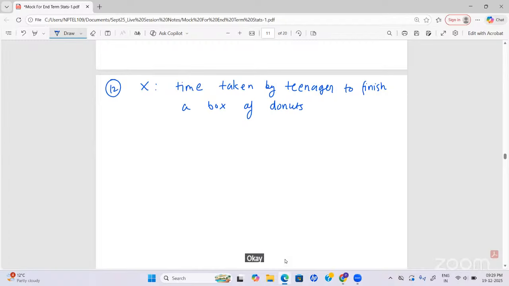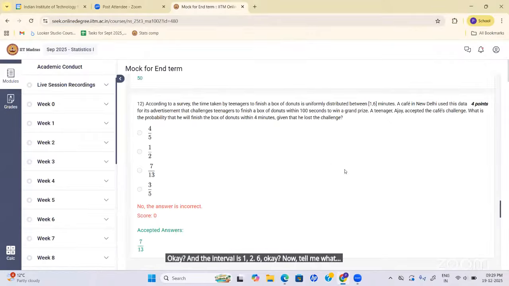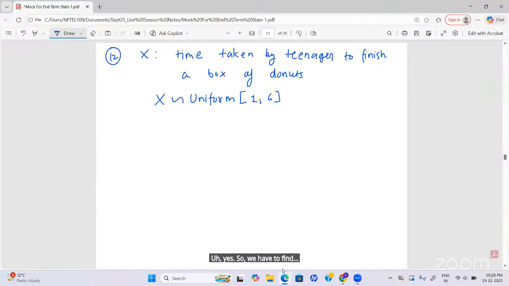Okay. So also it is given that x follows a uniform distribution. And the interval is 1 to 6. Now tell me what we have to find here mathematically. The probability of x is less than 4, given that x is greater than 100 seconds. Yes. So we have to find the probability that x is less than 4.